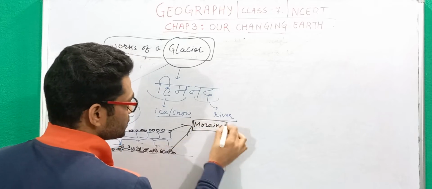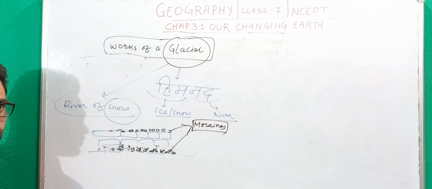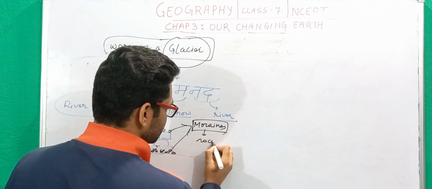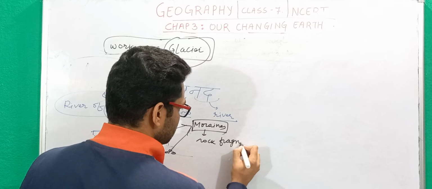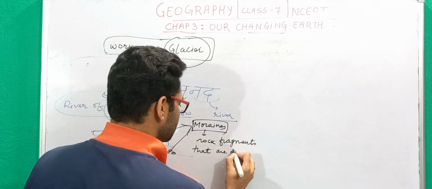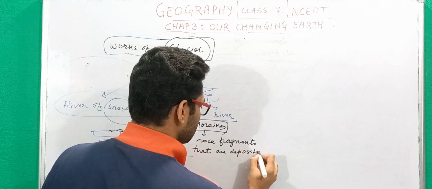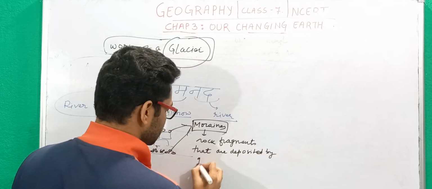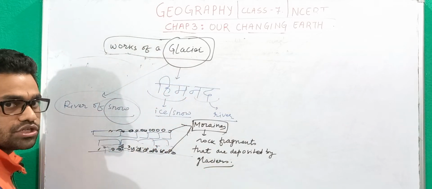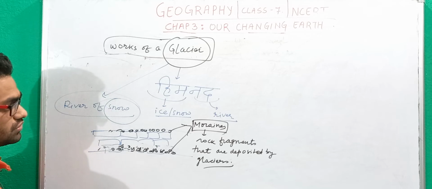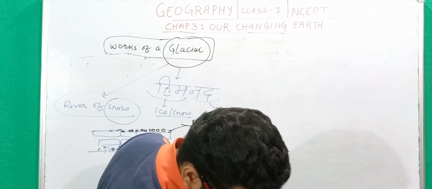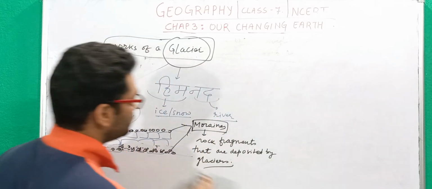Okay, so moraines are the deposition of rock fragments. So these are the rock fragments basically that are deposited by glaciers when it causes a huge amount of frictional force on these rocks. So these are moraines. Okay, then you have another thing, work of wind you have to study.